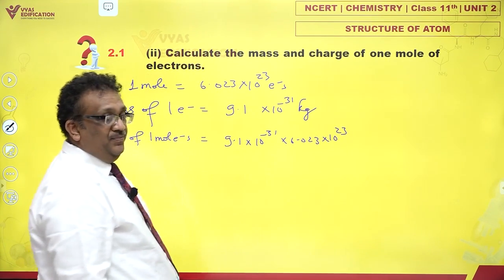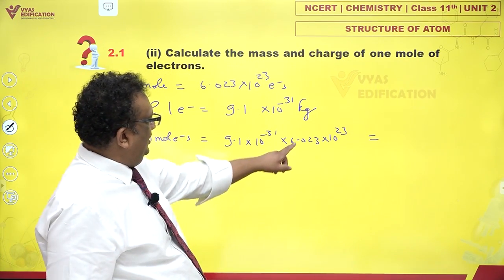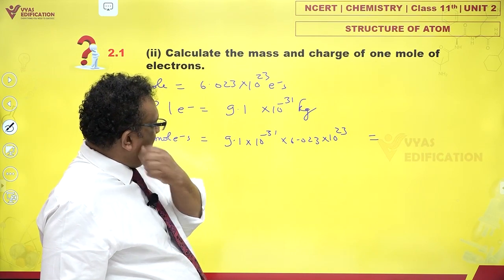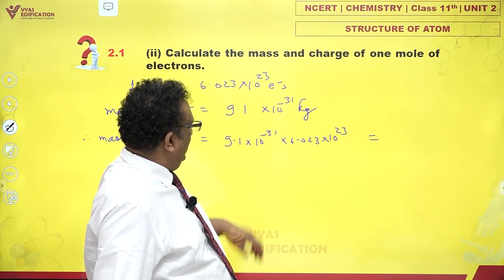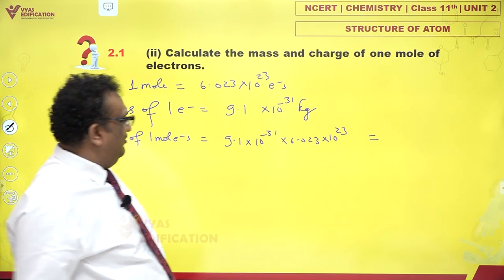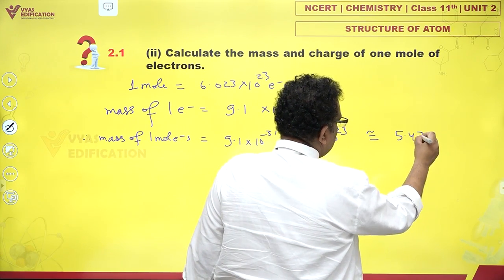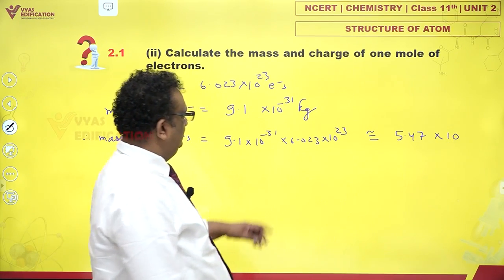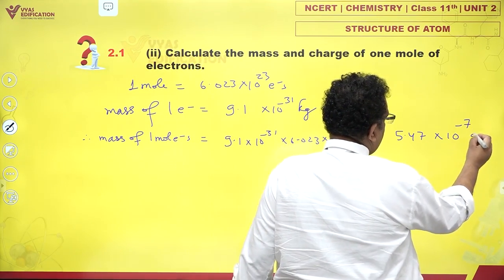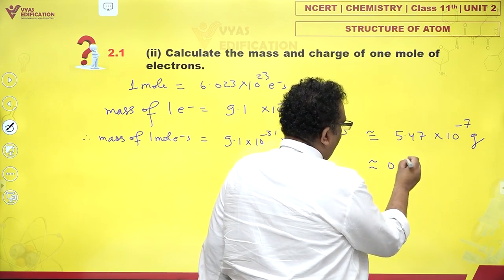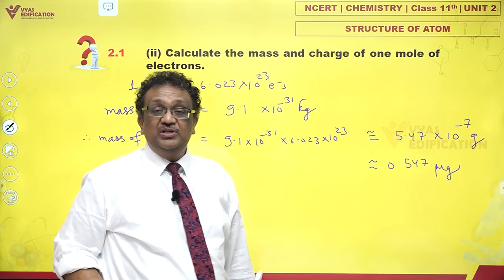How lovely is that number? And what does that give me? If I just say 31 and 23, that makes it how much? And 9 6 would be 54. So this is 54.6, a little more than that, around 54.7 at best. 5.47 into 10 raised to 24 and 31 would make it 10 raised to minus 7 grams, or around 0.547 micrograms.